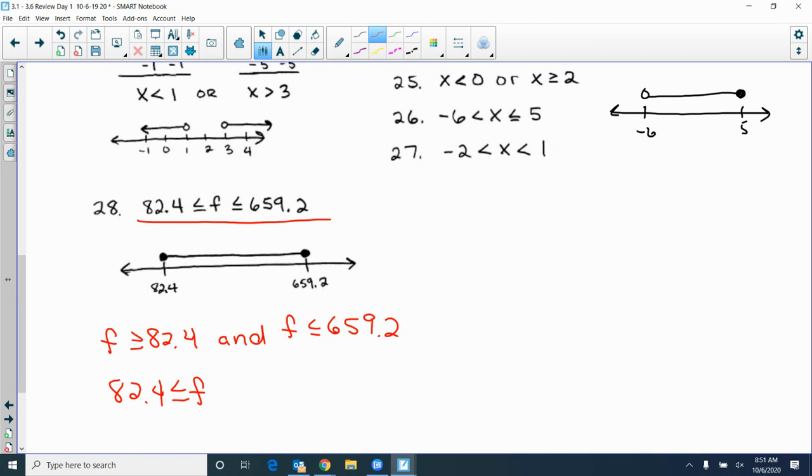Because if you look at how I wrote it here, the F is pointing to the 82.4. That has to be consistent, okay, for that. And that's a hard one to begin with.